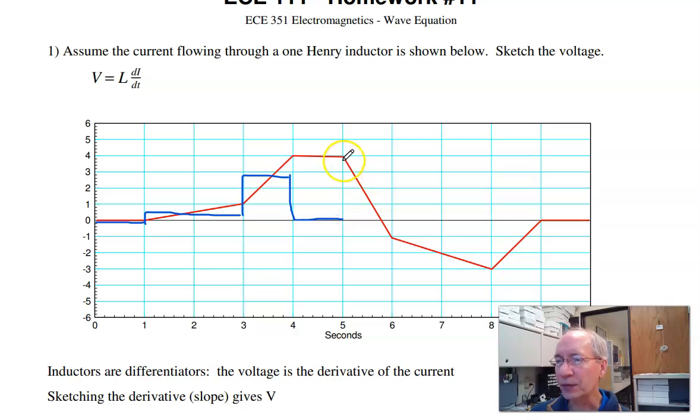And it can go negative. Here the slope is minus 5 over 1, drops down to minus 5. Now the slope is minus 2 over 2, minus 1, plus 3, then 0. So this is the voltage that I see across an inductor with that current.